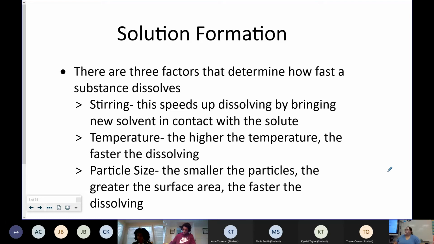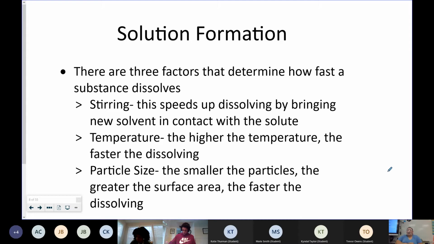Whenever we're looking at forming a solution, there are some factors that allow solutions to form. There are three factors that determine how fast a substance will dissolve. A lot of these are common sense things that you already know. You may just not think of them in these terms. One solution formation factor is stirring. Stirring speeds up dissolving by bringing new solvent in contact with the solute.